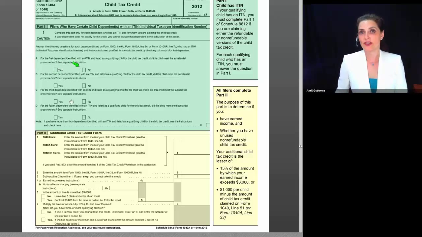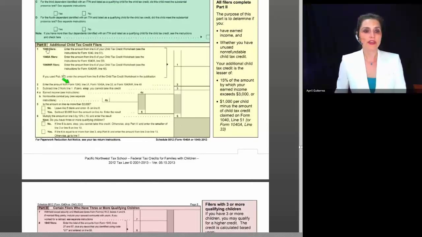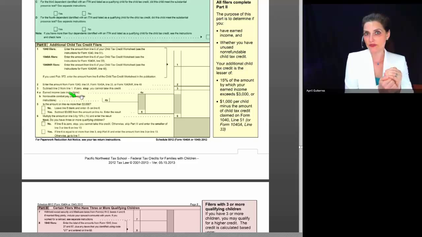And if you answer no, that child does not qualify for either the child tax credit or the additional child tax credit. Then in Part 2, the purpose of this section is to determine whether or not you have earned income and whether or not your earned income exceeds $3,000. So let's suppose you have a W-2 that is for $10,000. Well, your W-2 for $10,000 shows that you have earned income that is $7,000 more than $3,000.